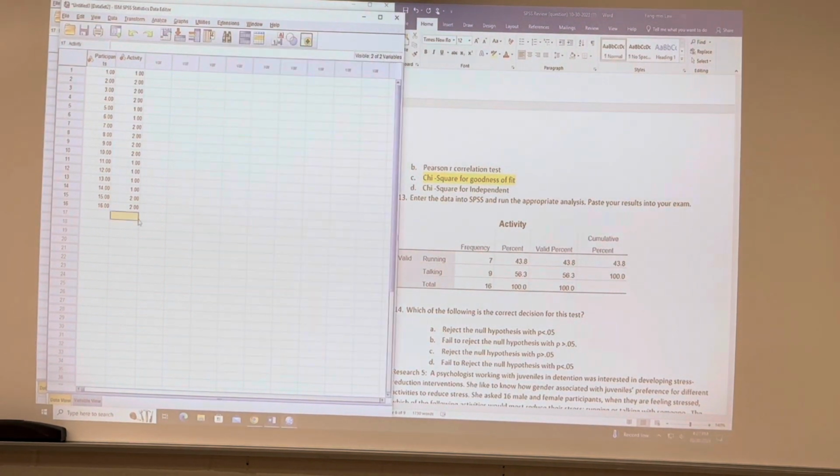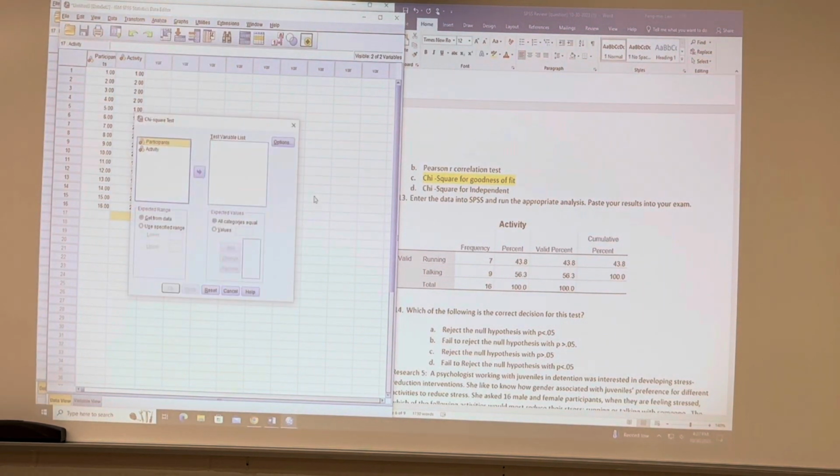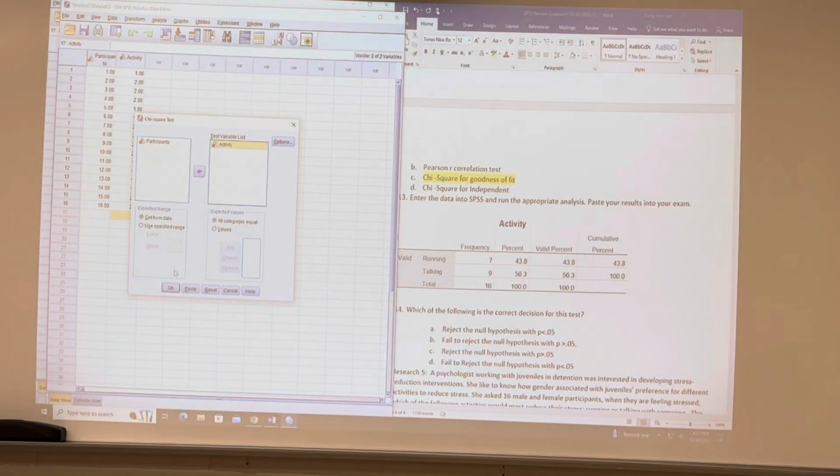So let's go back to the real stuff. Where do we go? Analyze and what? Non-parametric, legacy dialogs, chi-square. You see that there, right? And then activity, and say okay.